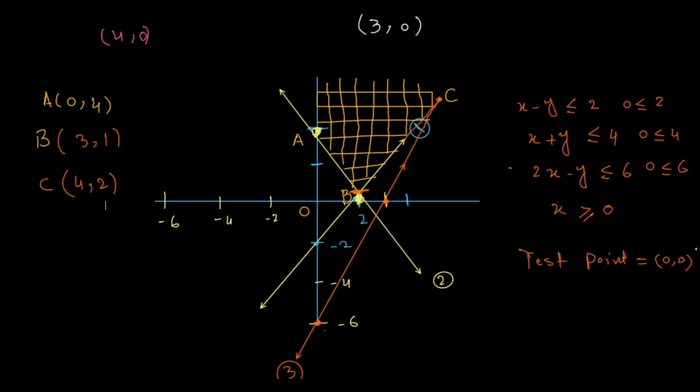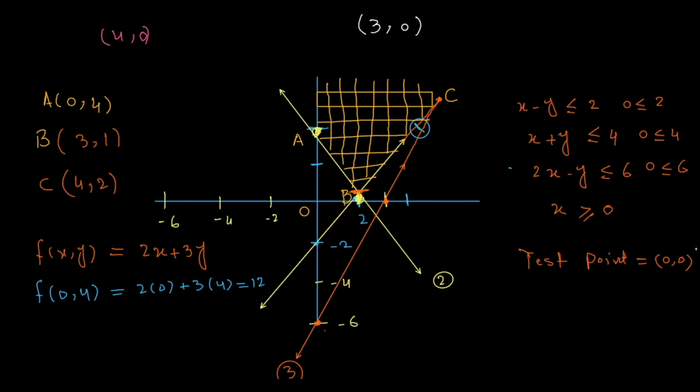Our function is f of x, y, which is given as f(x, y) = 2x + 3y. Now we will put in these points A, B and C. When we put point A, x is equal to 0, y is equal to 4, so 2 into 0 plus 3 into 4, we get 12.